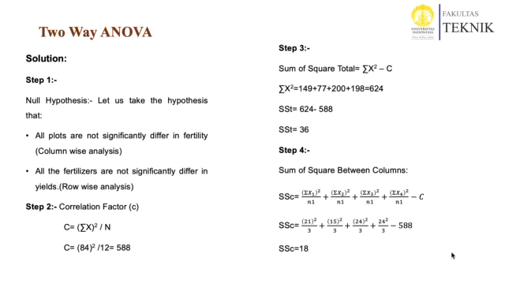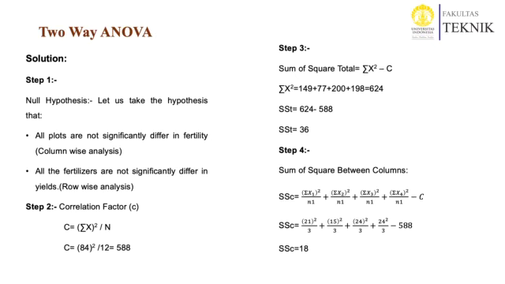Okay, so how to solve this? First, we have to make a null hypothesis. Let us take the hypothesis that all plots do not significantly differ in fertility, and all the fertilizers do not significantly differ in yields. This will be the row and the plot will be the column. So step 2, we have to make the correction factor. The correction factor equals sigma x squared divided by n, which is 588.